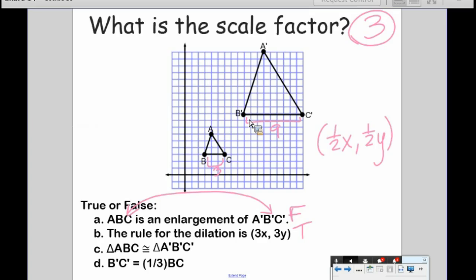Triangle ABC is congruent to triangle A prime, B prime, C prime. False. They are not congruent. They're similar. And last one. Segment B prime, C prime is 1/3 BC.